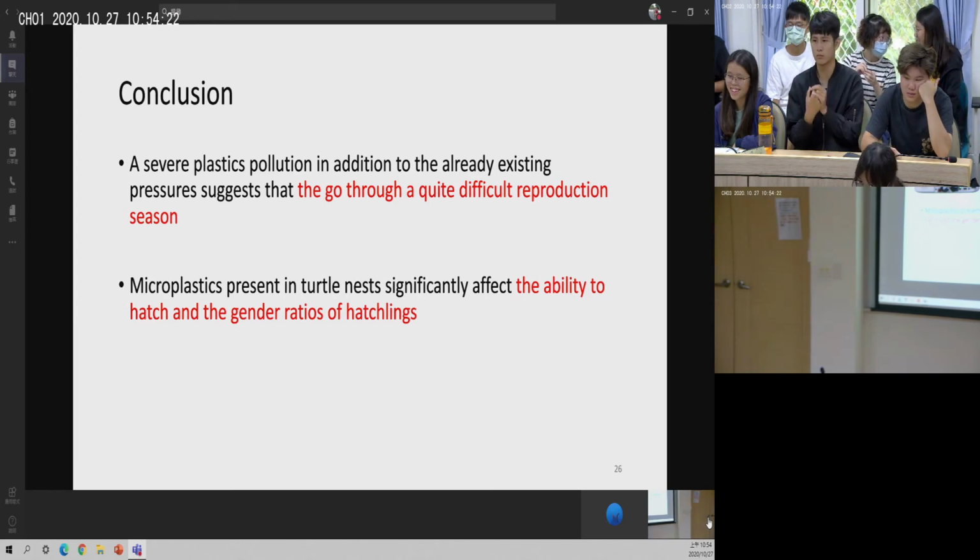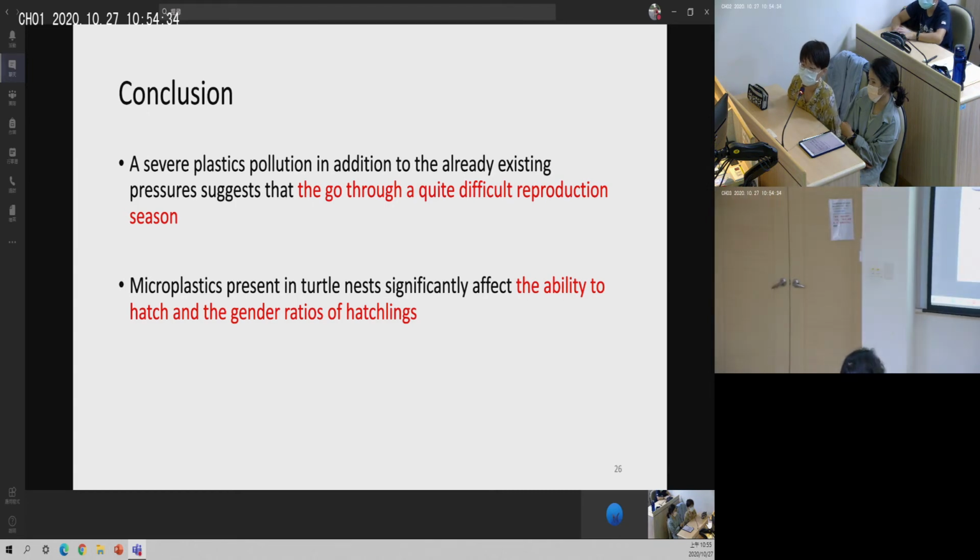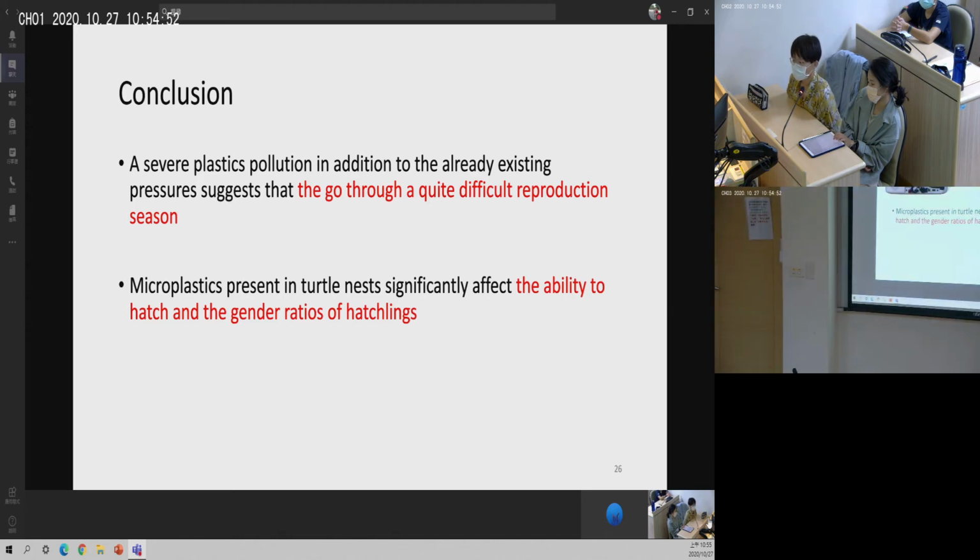You mentioned that turtles will mistake the brand for microplastic. So what will happen or what influence if the turtles have microplastic? Please say again. What will happen if turtles have microplastic? She wants to know what might happen if they have microplastic.